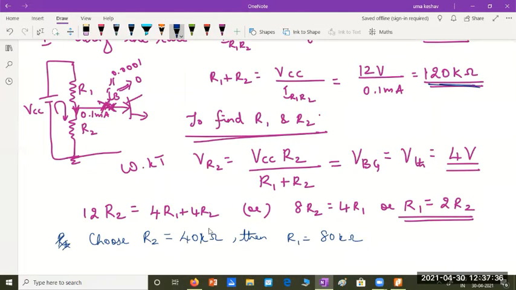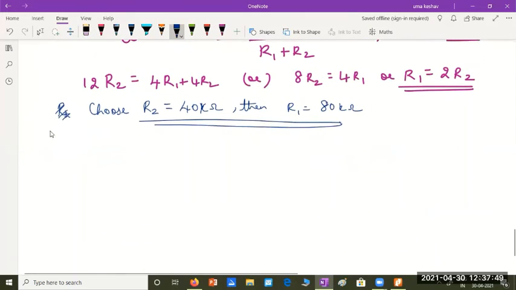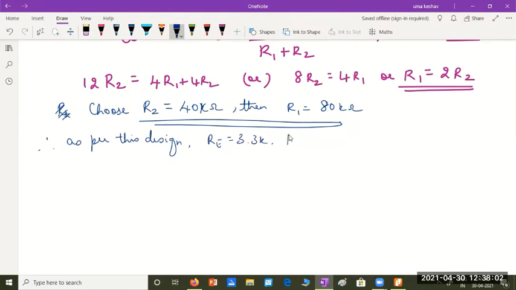So this is one option. Choose R2 as 40K and R1 will then turn out to be 80K. Now we have done the complete design. The complete circuit is designed. Therefore, as per this design, what did we get? We got RE as 3.3K, RC 4K, R1 80K, R2 40K. So the complete circuit has been designed.